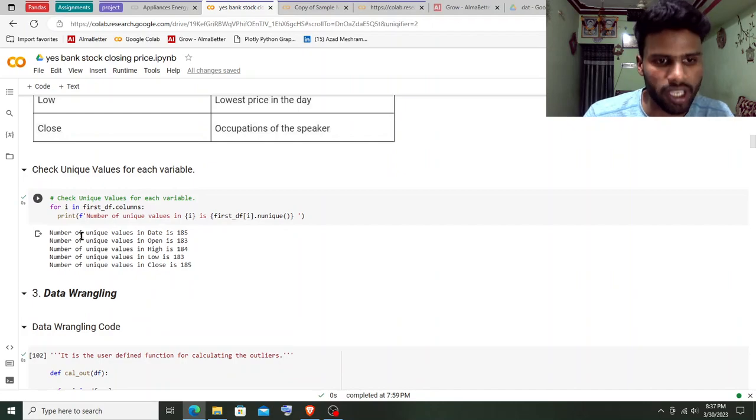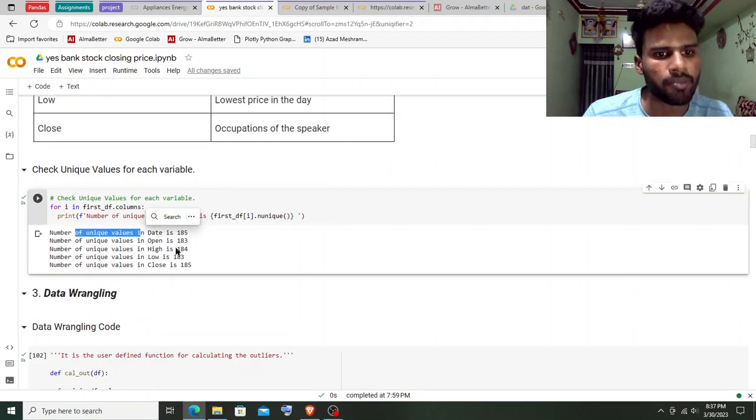This is the unique value functionality. We can see that every feature is showing the same value. So we could say that each and every data point of the features is unique.